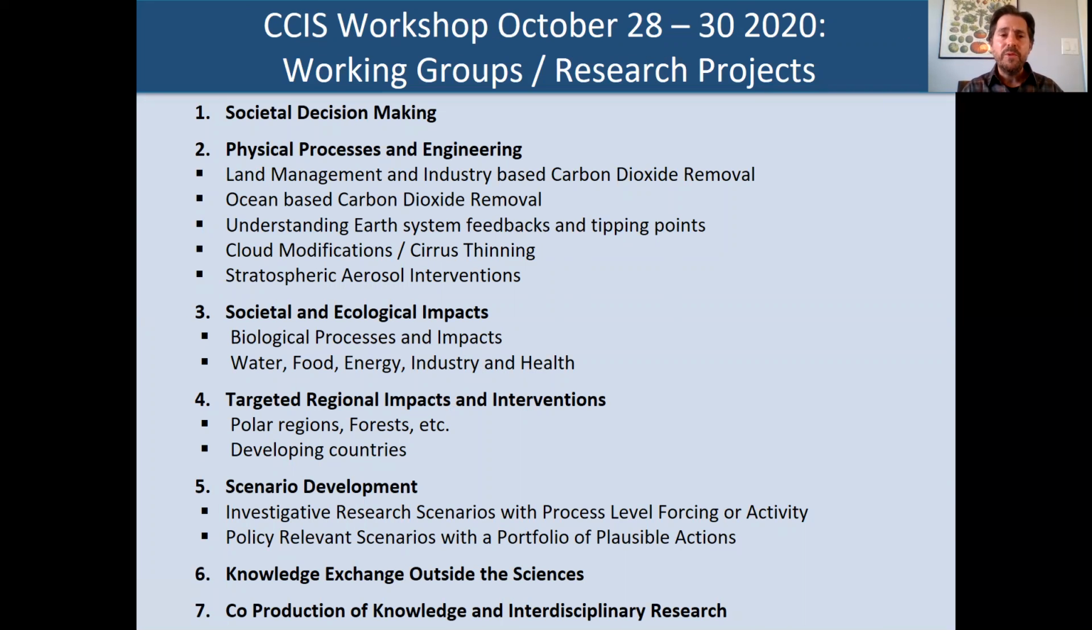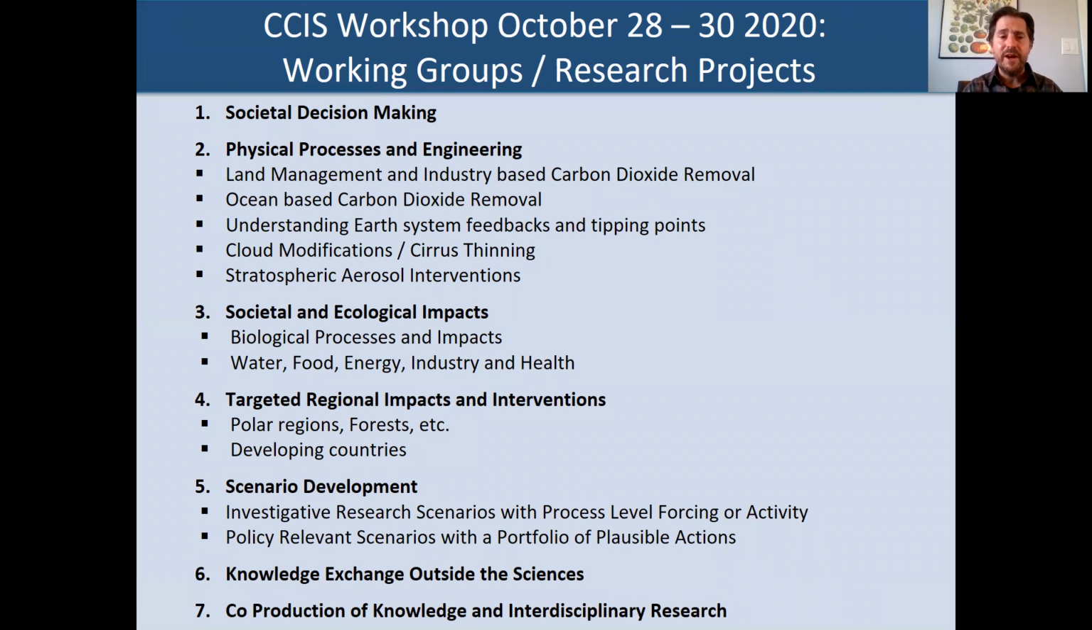So finally, what we can say is that out of our workshop, we've come up with these 7 different working groups that now form the basis for the community climate intervention strategies program. So we start off with societal decision making. We have physical processes, so we're trying to understand how all these different components of climate intervention interact with each other, whether they're land management and industry, ocean-based, understanding how the Earth system feedbacks and tipping points work within the system, cloud modifications such as marine stratocumulus, cirrus thinning, stratospheric aerosol interventions.